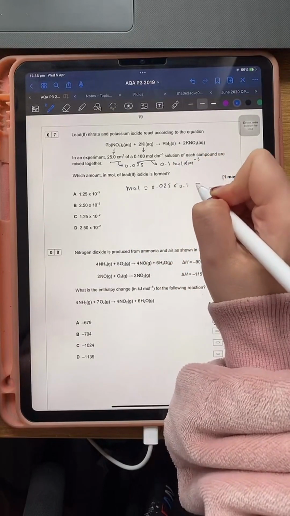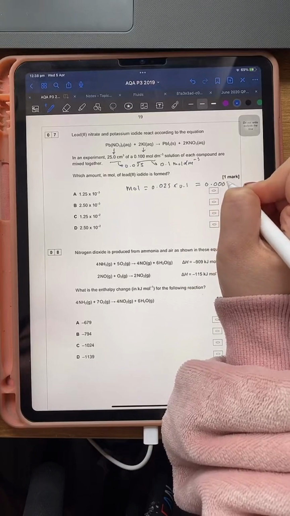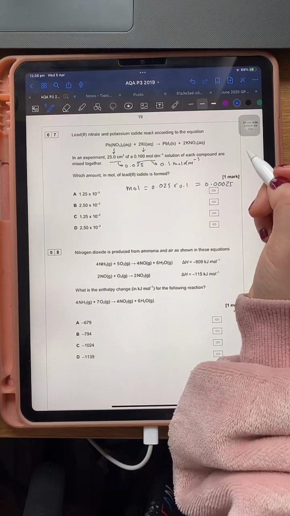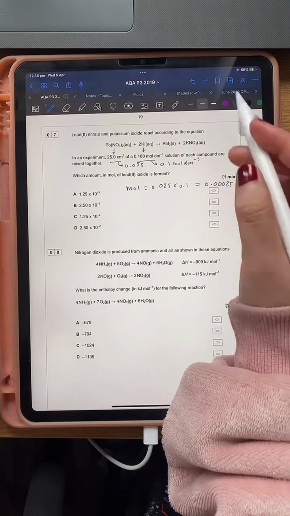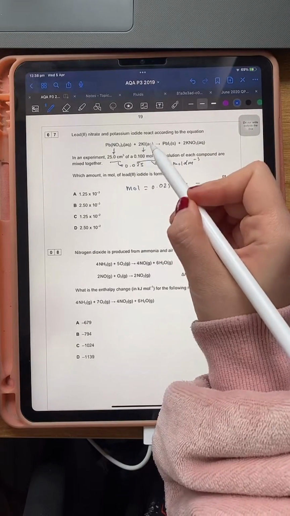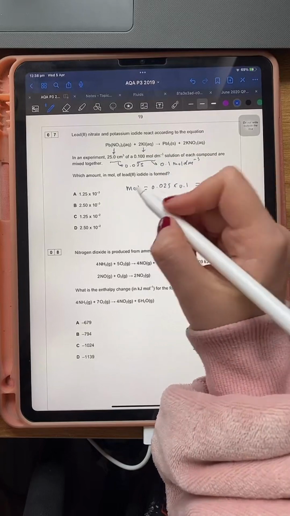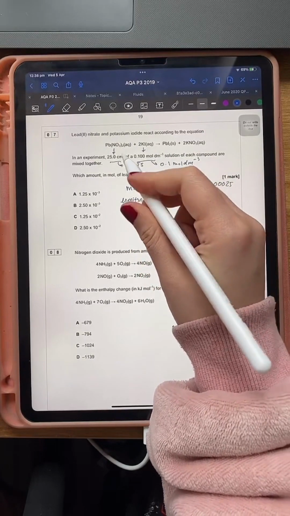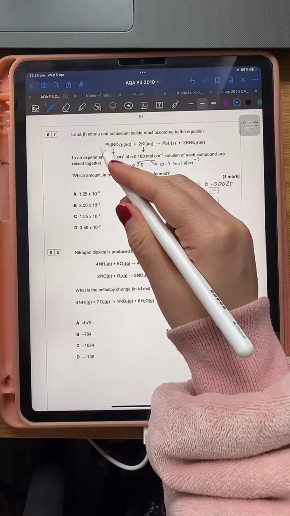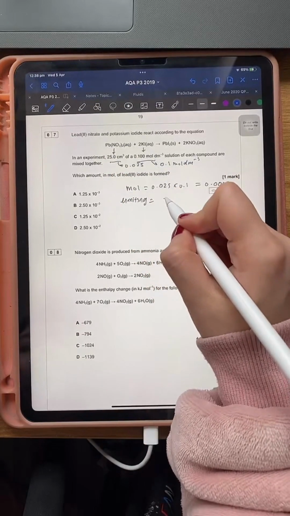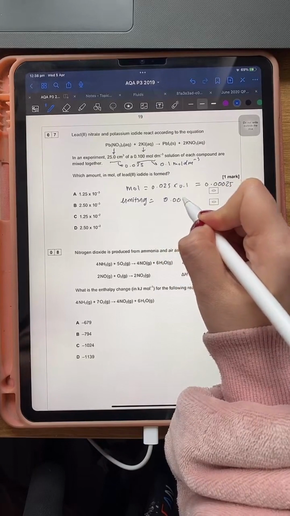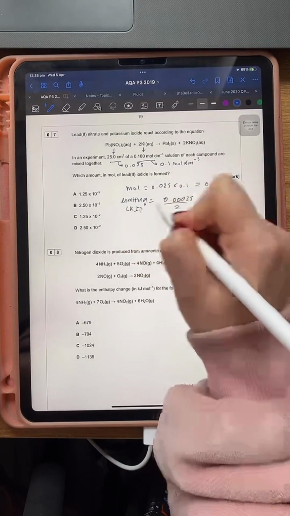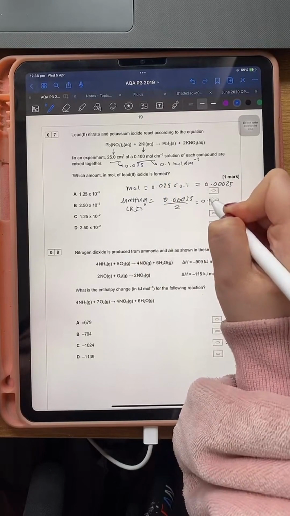Now you need to find the limiting reagent. They both have the same moles, but which one's limiting? To find the limiting, you divide each of them by the ratios. That's divide by 1, that's divide by 2. So 0.0025 divided by 2 for KI will be 0.00125. So KI is limiting.